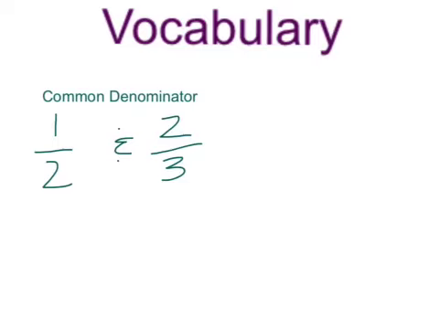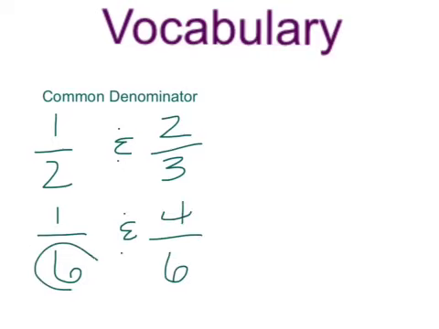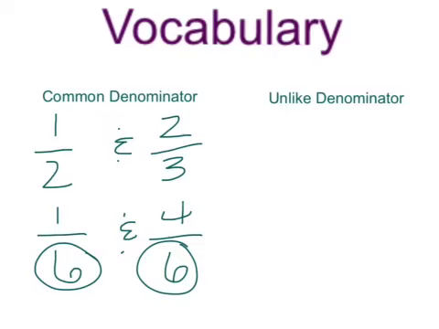So for example, 1/6 and 4/6 already share a common denominator. Unlike denominators, denominators that are different as in 1/2 and 1/3.